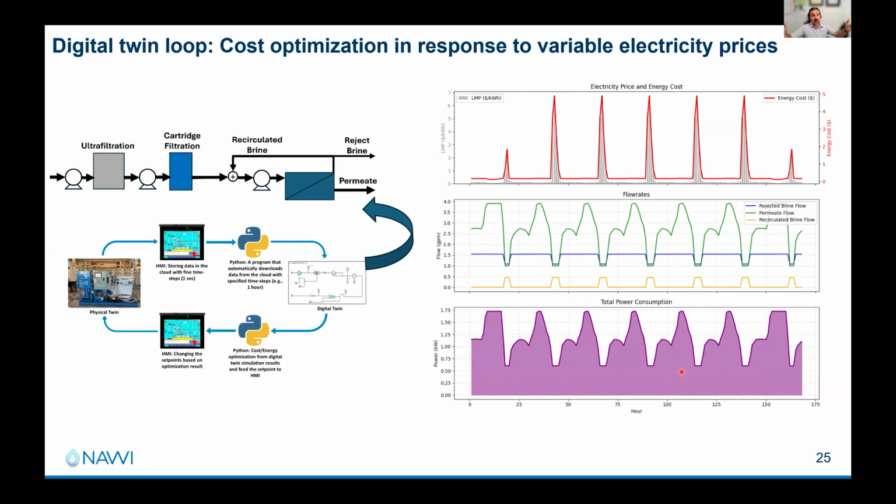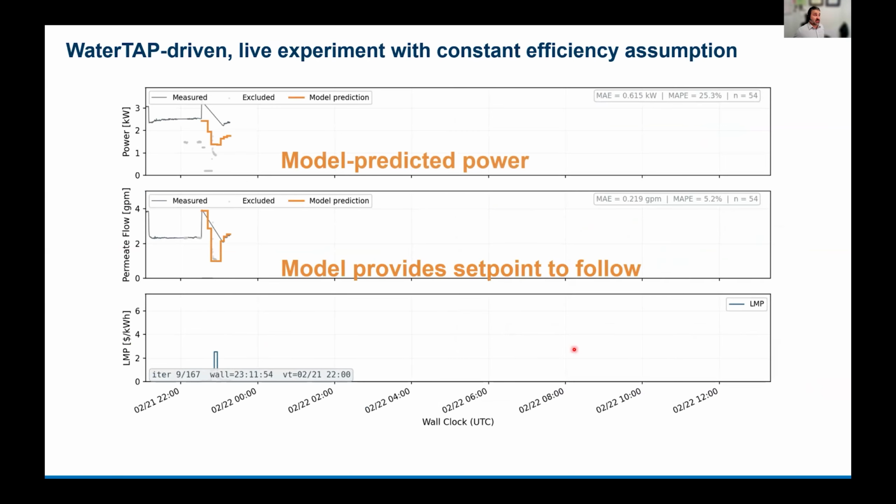At the same time, minimize energy costs. So meet your production targets, but minimize energy costs. And that's why we see this fluctuation in flow rate and power consumption. This was an offline optimization result. We didn't yet hook this up to the live digital twin. So that was our next step.